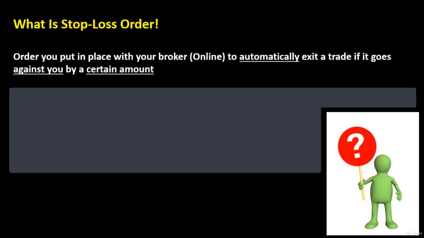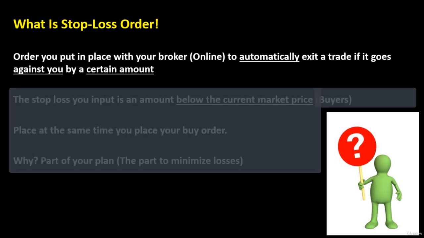So you've bought something, and at the same time you're going to put in a stop loss that at a certain level, if the trade goes against you and starts going down in price, you'll automatically sell at that point. And you can determine how far down you want to do that. We have a lesson on how to actually set these things. But basically, it's an automatic exit of a trade that you're setting up ahead of time.